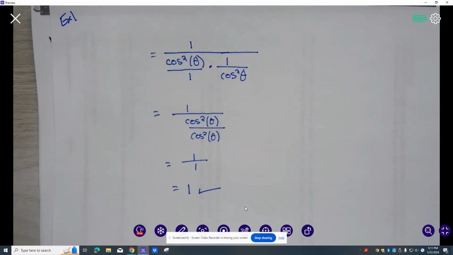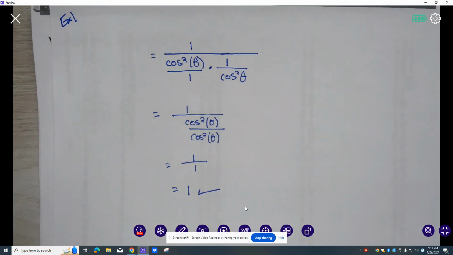The other thing I want to mention is sometimes there's different ways to verify these. So if you did it differently, as long as you didn't make a mistake, then you might verify using a different method.